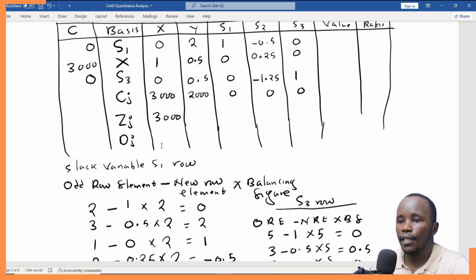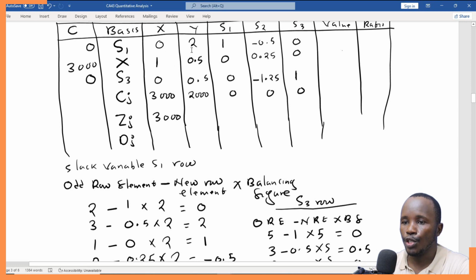Then you take 0 times 2. 0 times 2 is 0. 3000 times 0.5, 1500. 0 times 0.5. When you add all of them, you find that this is 1500. You come to the same S1. 0 times 1, 0. 3000 times 0, 0. 3000, 0 times 0 is 0. So this one gives you 0.